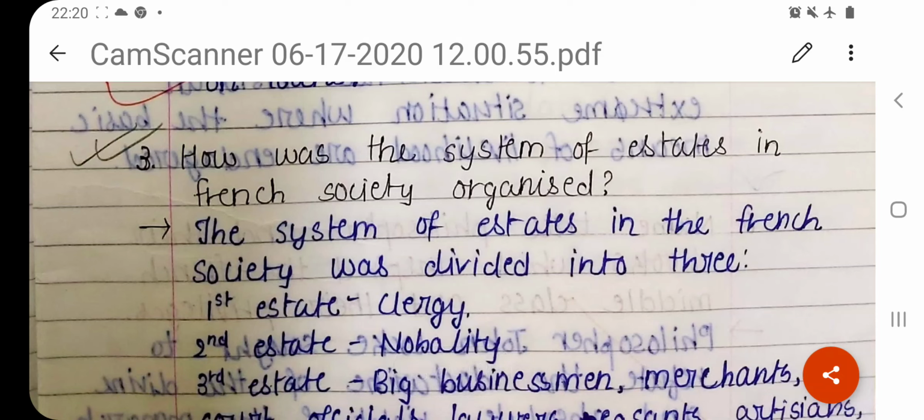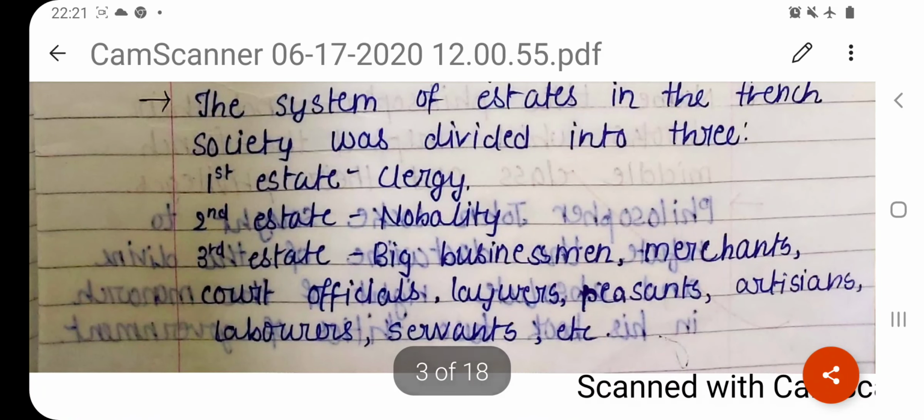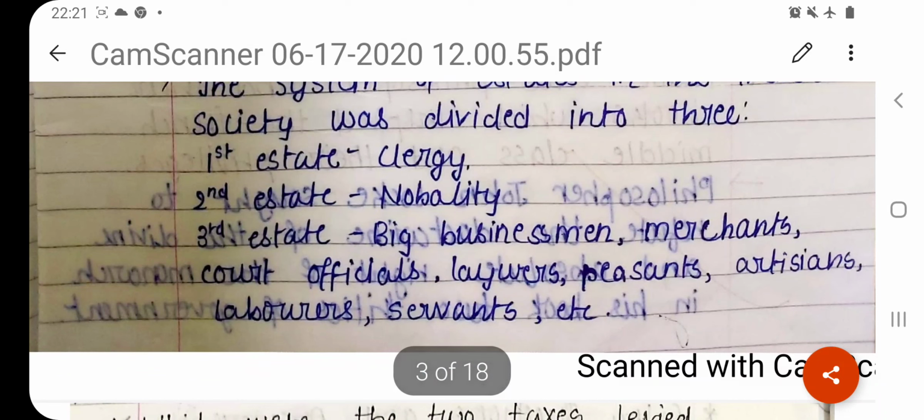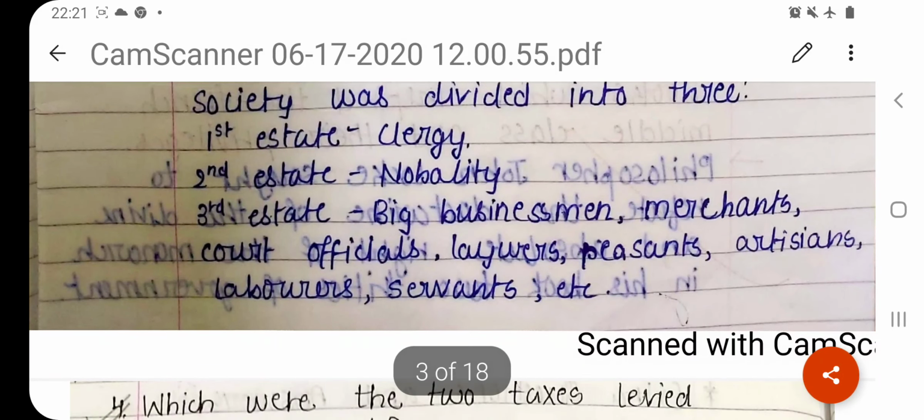How was the system of estates in French society organized? The system of estates in French society was divided into three. The first estate was the clergy or the religious men, the second estate was the nobility, and the third estate were big businessmen, merchants, court officials, lawyers, peasants, artisans, laborers, servants, etc. So notice in the third estate how you have rich people as well as poor people.